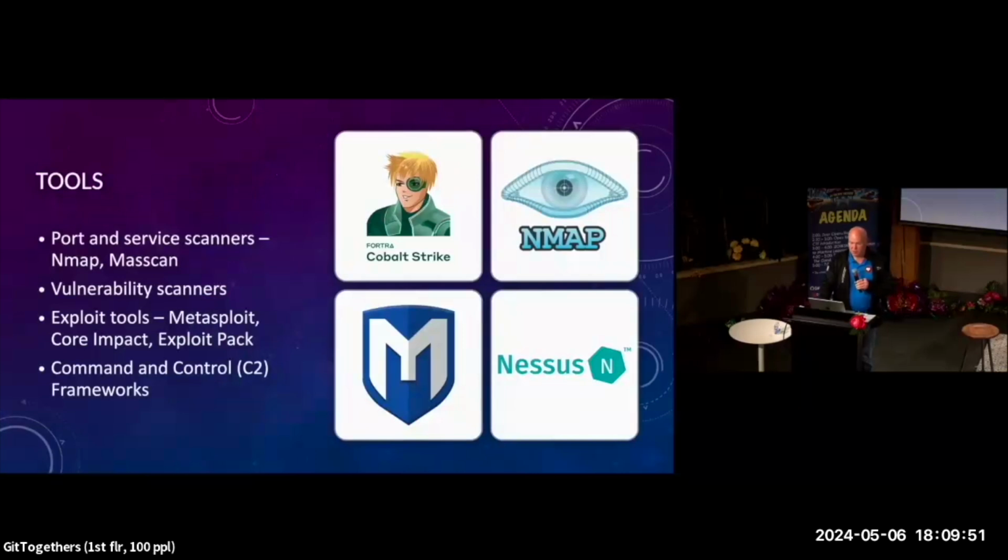So, different tools. Port and service scanners like Nmap, Masscan, and Zmap are important scanners to use during these assessments. You're able to look for ports and services running on these systems. Vulnerability scanners are important too. Then exploit tools like Metasploit, Core Impact, and Exploit Pack, and command and control frameworks like Cobalt Strike.